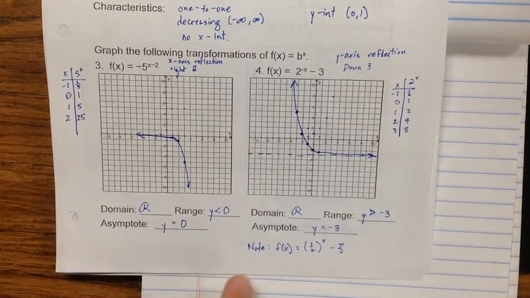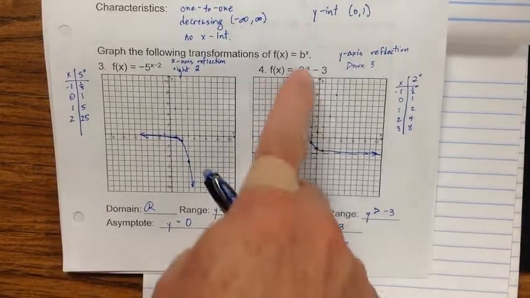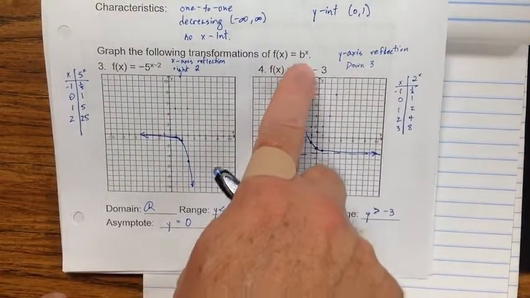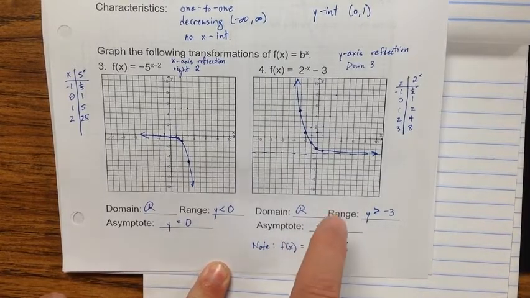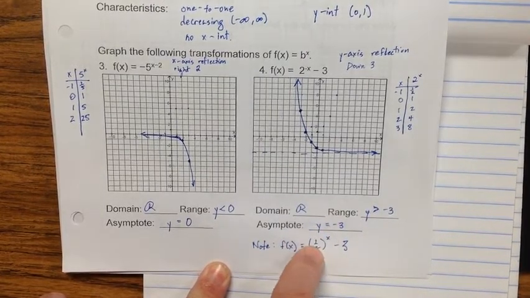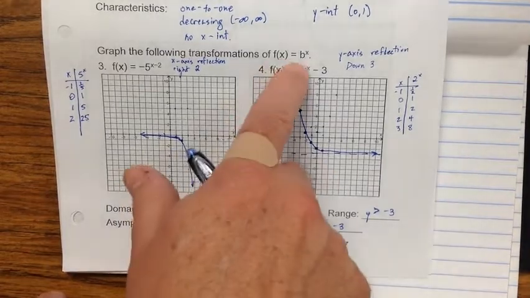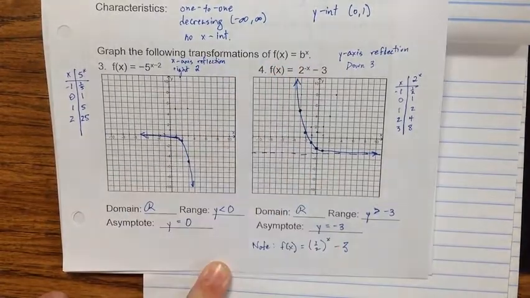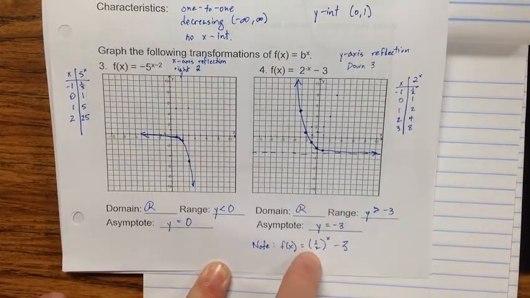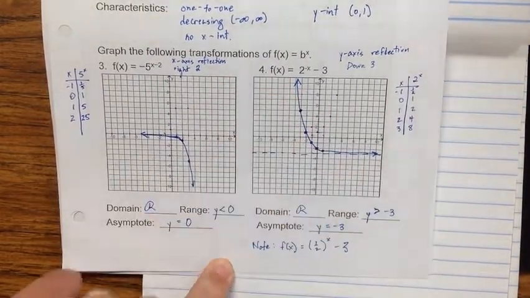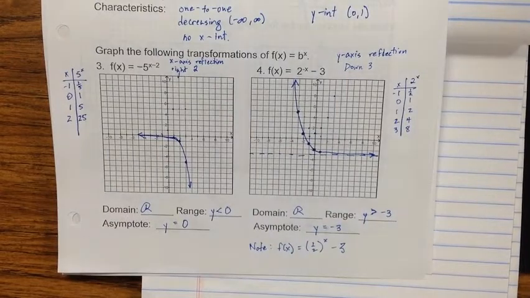I did want to point out that this 2 to the negative x minus 3 could just as easily have been written as 1/2 to the x power minus 3. Because if we take that negative exponent, change it, and take the reciprocal of 2, we get 1/2. So 1/2 to the x power minus 3 is exactly the same graph as 2 to the negative x minus 3.